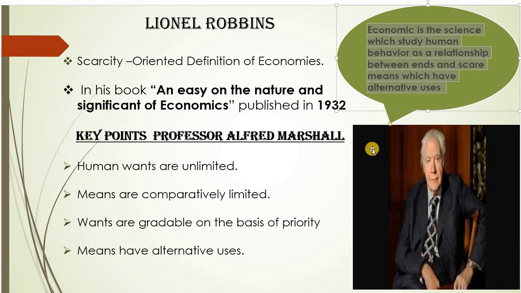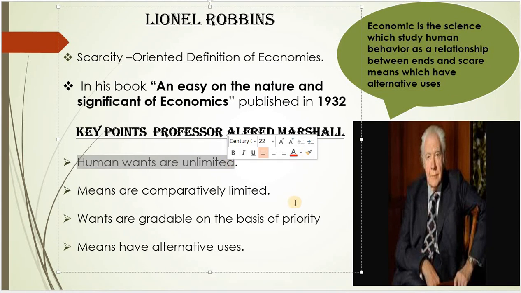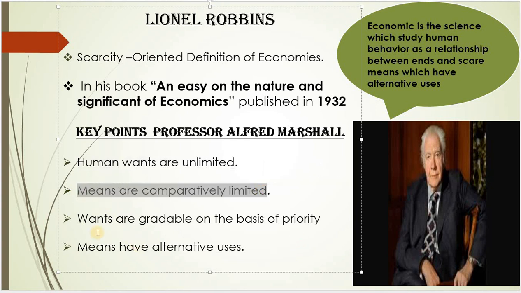Resources have alternative uses, but at the same time our wants are unlimited, meaning our wishes are unlimited. There is no limit for it. In comparison to wants, our resources are limited. As per the priority of our wants, one can grade their needs. It depends on urgent need and less urgent need. For urgent need, we give preference, and less urgent need we can delay.